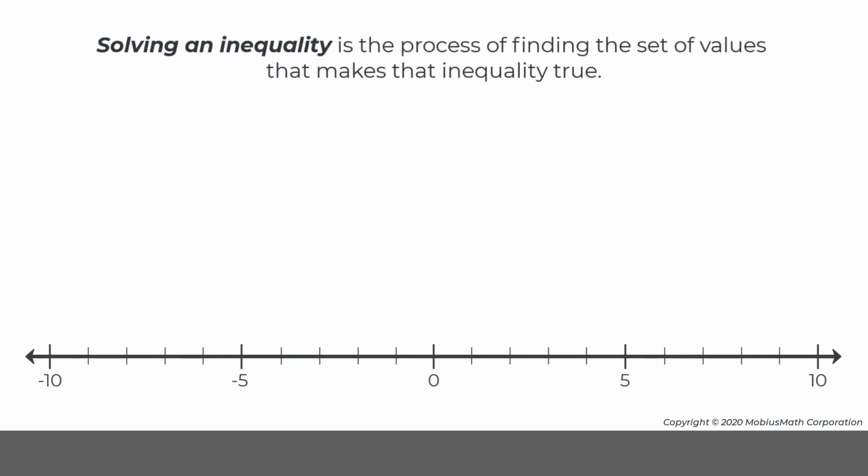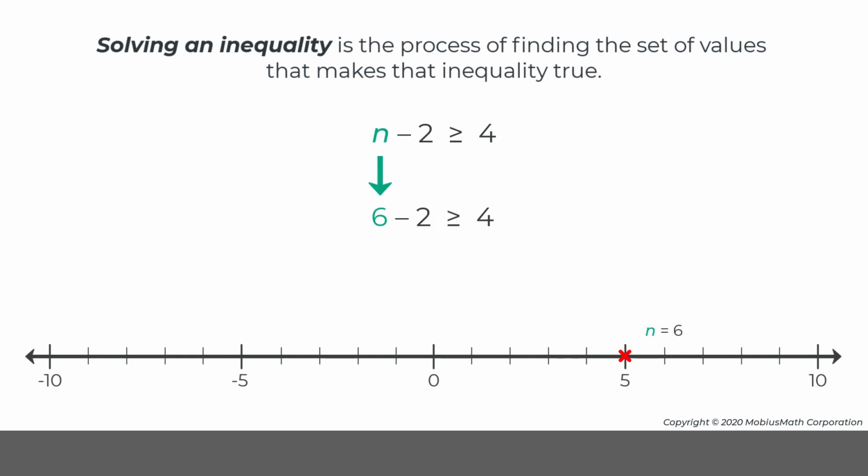Solving an inequality is the process of finding the set of values that makes an inequality true. For the inequality n minus 2 is greater than or equal to 4, there's not just one value that makes this inequality true. Notice that for n equals 5, the inequality is not true because 3 is not greater than or equal to 4.